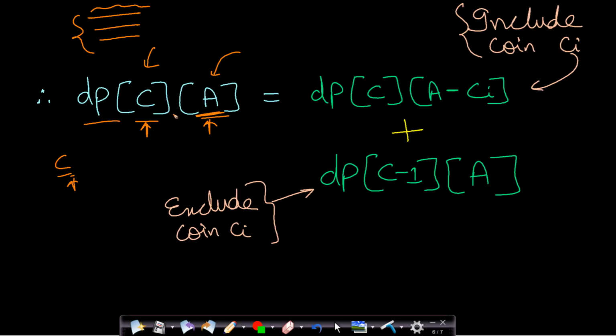So what are the two options? We can either include the current coin or we can exclude it. If you include this current coin, then you will remain in the same row, because you have an infinite number of instances of the same coin. So you will be using that same coin again, so you will be in the same row. You will just move to the left hand side, and then your amount to be found will be decremented by the weight of that coin, which is Ci.